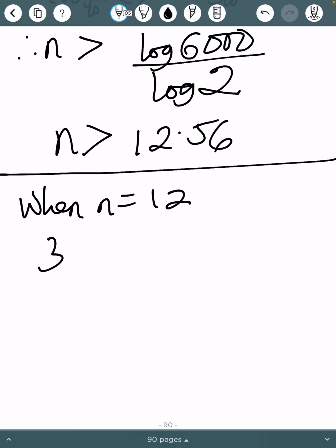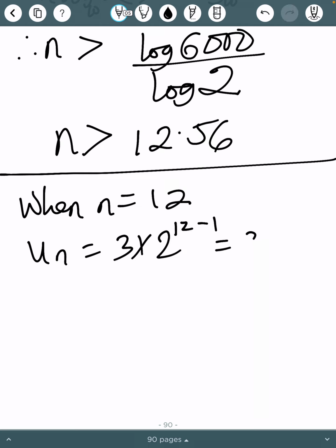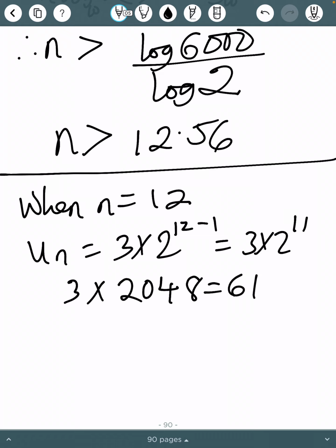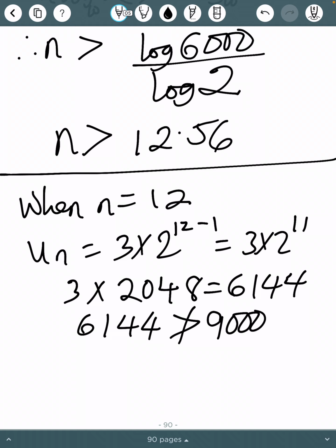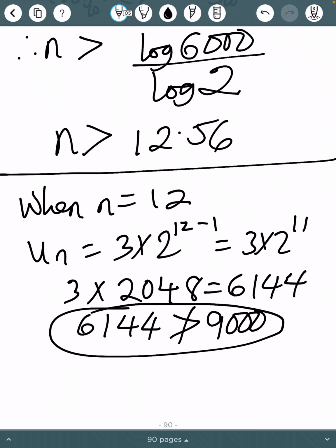When n is equal to 12, our un will be 3 times 2 raised to power 12 minus 1. And that will give us 3 times 2 raised to power 11, which is 3 times 2,048. And that gives us 6,144. 6,144 is not greater than 9,000. So that means the value of our n for which un is greater than 9,000 is not 12.